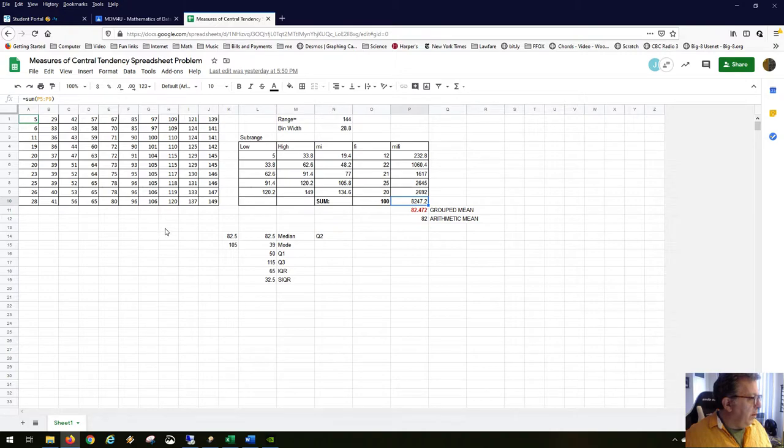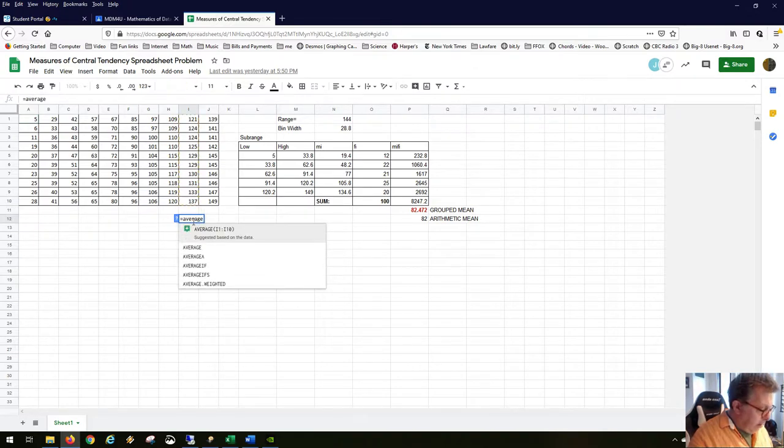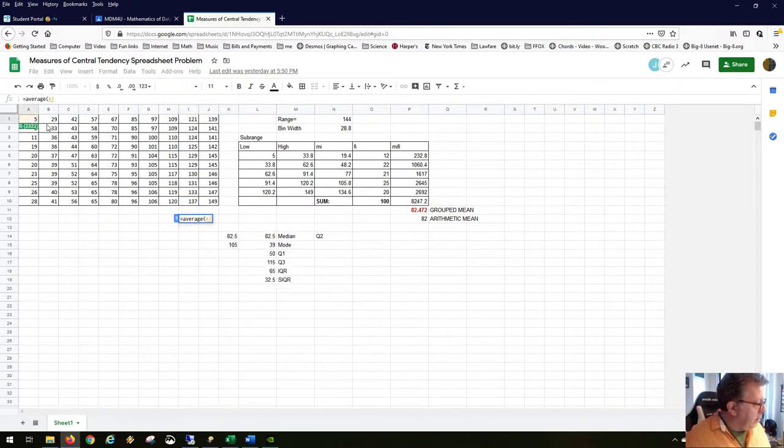In fact, if we wanted to prove that, this is not a number we're going to use, but we can just go equal sign average, and notice that's not what we wanted. We wanted the sum. So the sum of that same cell range gives exactly 8,200, and notice we have 8,247.2. So we overshot it by a little bit. No problem though, our mean was actually pretty close.